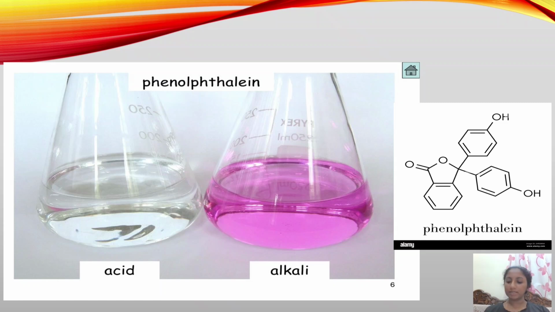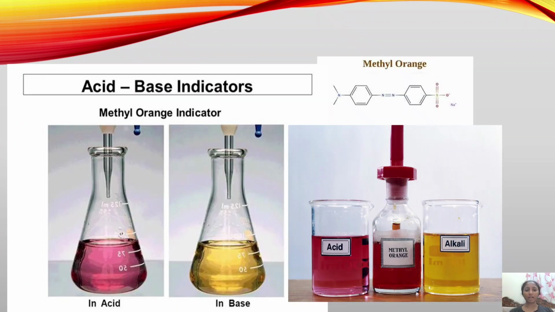Similarly, when we take the case of methyl orange, we can see here that in basic medium it will show a yellowish color, and in acidic medium it will be a reddish color. Here you can see correctly. Actually the color of methyl orange is almost reddish. In acidic medium it will have a reddish color, and in basic medium it will show a yellowish color.